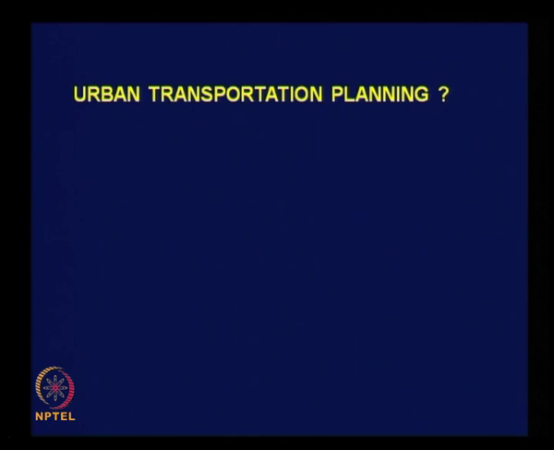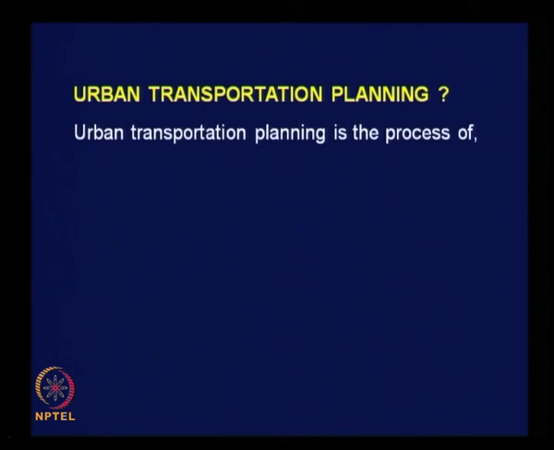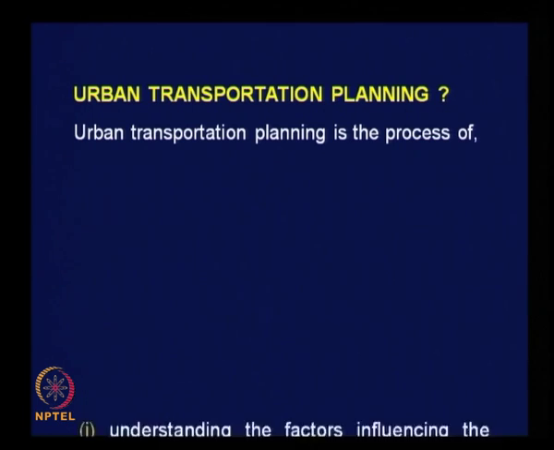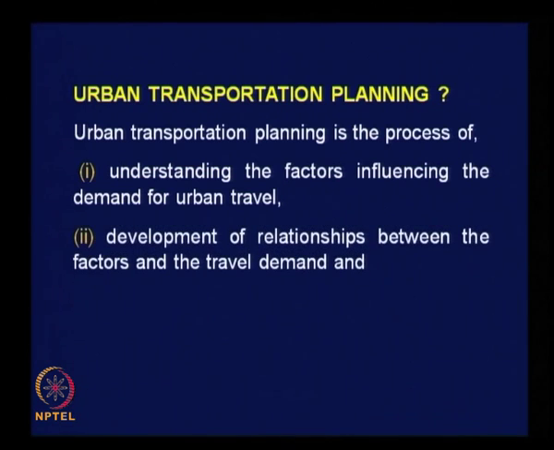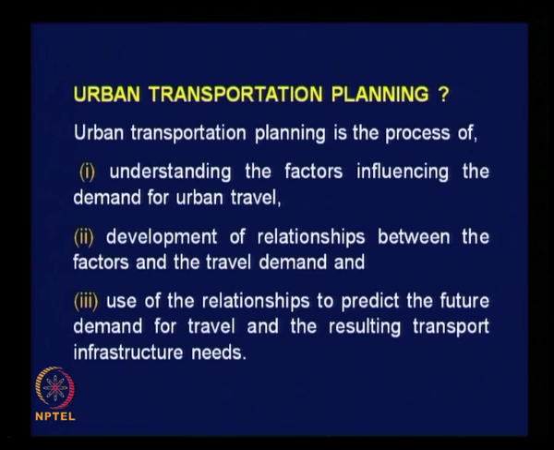With this understanding, let us try to define now the process of urban transportation planning. Urban transportation planning is the process of understanding the factors influencing the demand for urban travel, then development of relationships between the factors and the travel demand. Third, use of the relationships to predict the future demand for travel and the resulting transport infrastructure needs. That is the end point. Ultimately, we are interested to know what is the transport infrastructure requirement to meet the future demand. That is the end product of any transportation planning process. Clear?